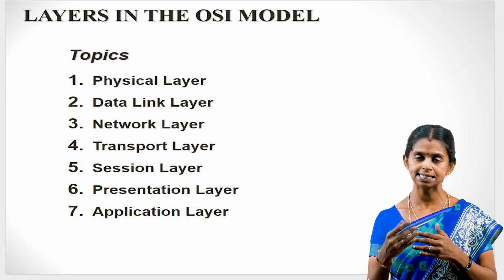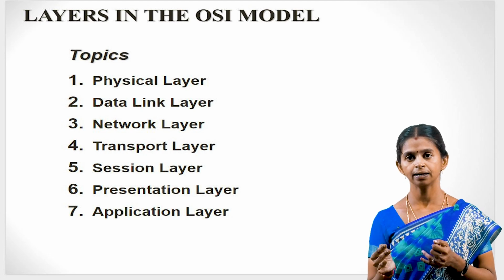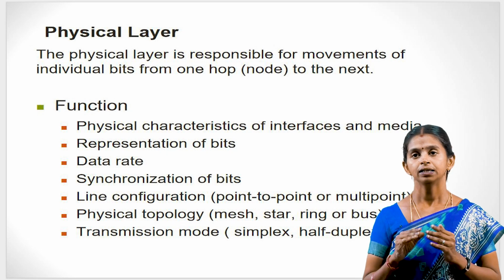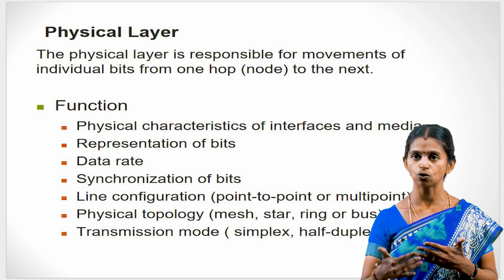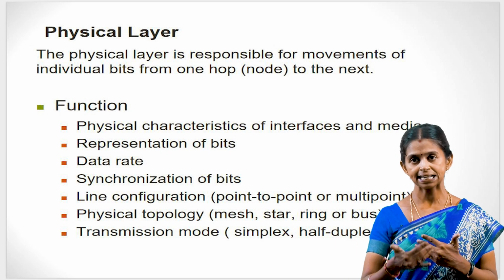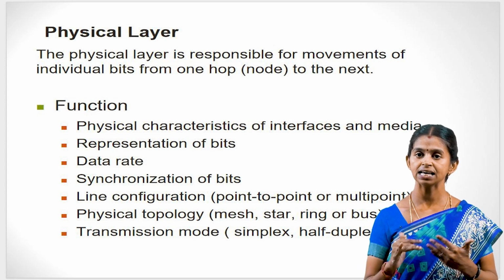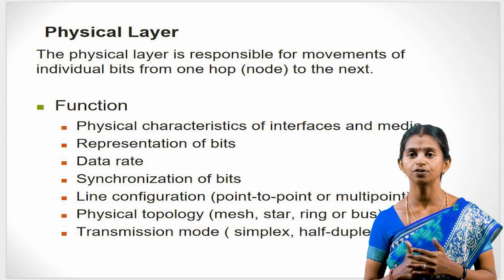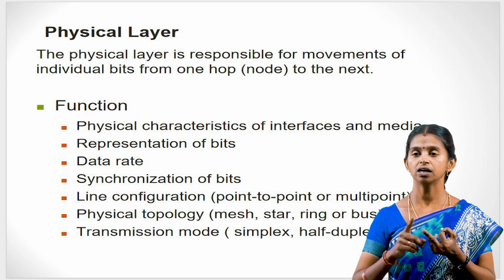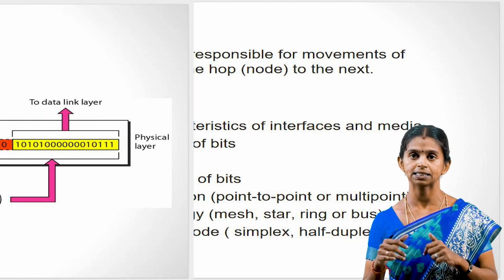Layers in the OSI model. Let's see the physical layer, data link layer, network layer, transport layer, session layer, presentation layer and application layer. Physical layer. The physical layer is responsible for movement of individual bits from one hop to the next. Functions: physical characteristics of interface and media, representation of bits, data rate, synchronization of bits, line configuration that is point-to-point or multipoint, physical topology that is mesh, star, ring or bus, and transmission mode that can be simplex, half duplex or duplex.